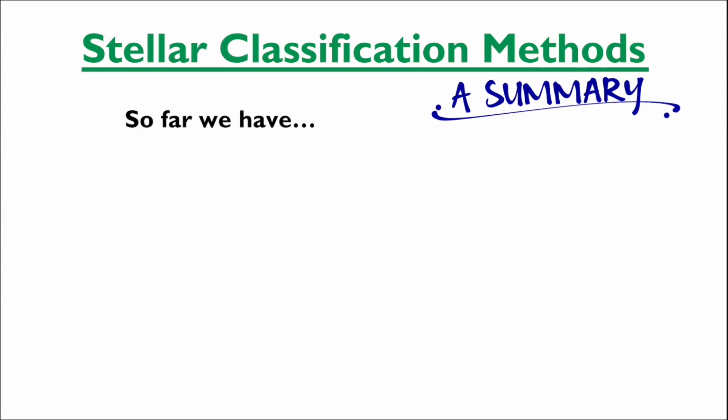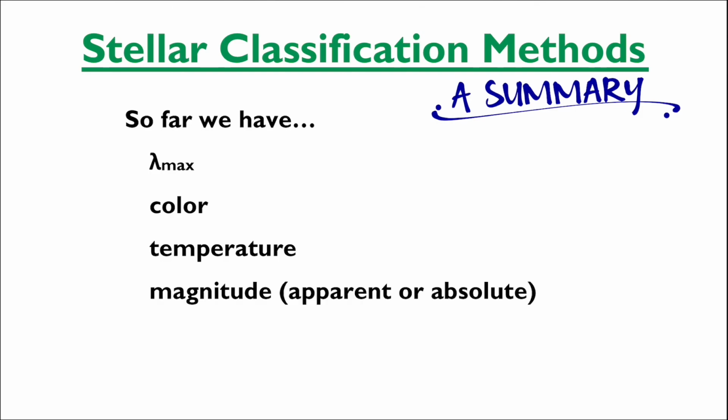To sum up the various ways that we can classify stars, let's recap. We can use the peak wavelength or lambda max of a star's blackbody curve, which will also tell us the color of the star. Then, of course, color is associated with surface temperature. We also covered magnitudes in the previous video, including apparent and absolute magnitudes of stars, and we are just now wrapping up the spectral types.